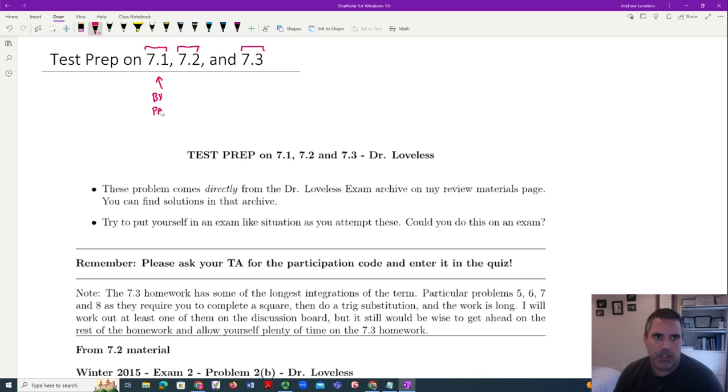This is trig integration, the second one. And this is trig substitution. Three of the biggest integration techniques. These two are very specialized but important for certain cases. Integration by parts is a general method.